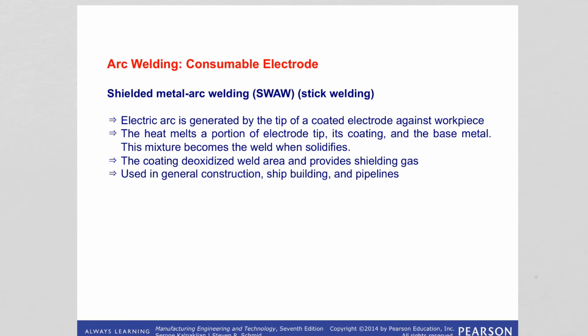The coating, the flux, deoxidizes the weld area and provides a shielding gas. You can control the composition of the flux. So in this case, the flux acts to deoxidize and to remove the impurities from the molten metal.